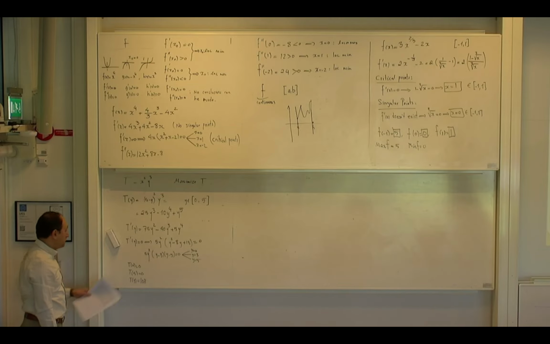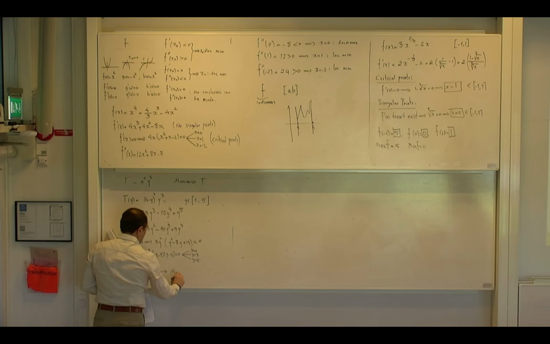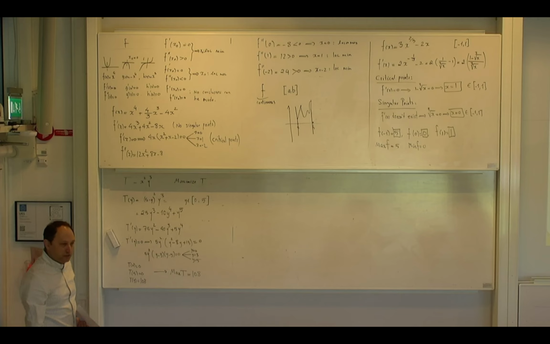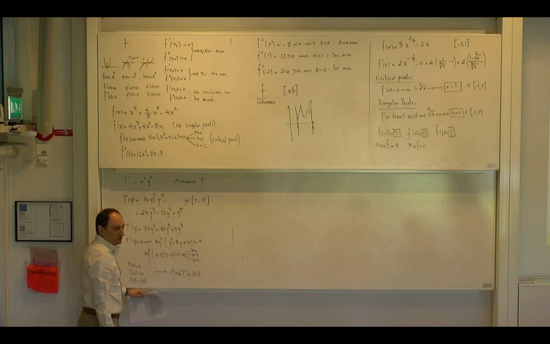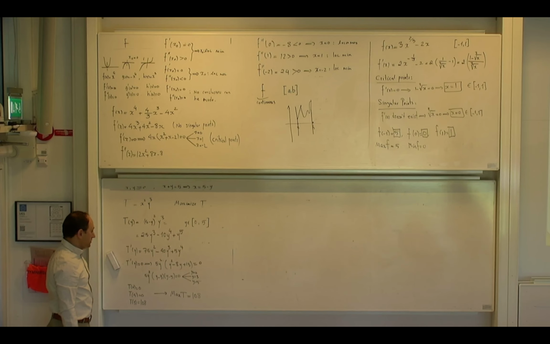So I am looking for the maximum. So what is the maximum of t? It is 108. Yes. And of course the minimum was clearly 0. Yes. Because x and y are non-negative. So it was very clear without even calculations that the minimum should be 0. Is that clear? So that's an optimization problem.